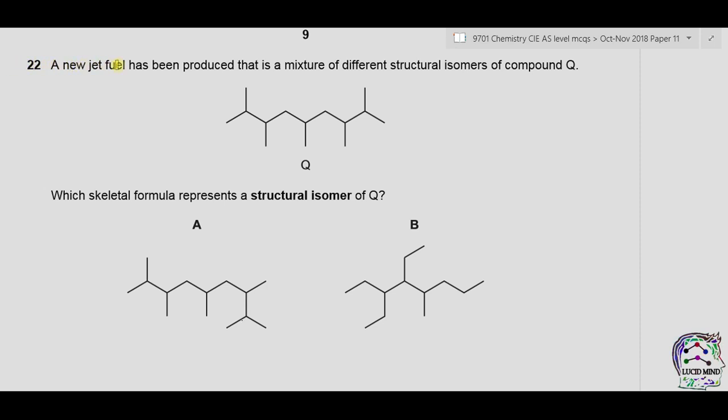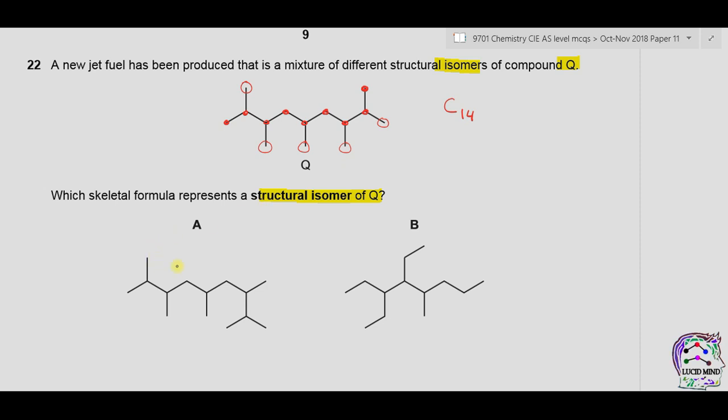Question 22. A new jet fuel has been produced that is a mixture of different structural isomers of compound Q. This is compound Q. Which skeletal formula represents a structural isomer of Q? Let's first find out the number of atoms present in Q. We have 9 carbon atoms in the long chain and 5 carbon atoms as substituents. So in total we have 14 carbon atoms.